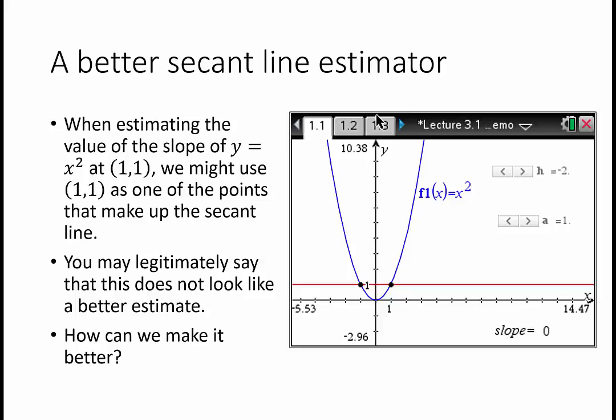Well, first of all, before I get into doing that, I just want to explain what you're seeing on the screen. This a here means that 1 is our fixed point. This h here refers to how close I am to this fixed point. So in this case, I'm at negative 2. I'm 2 units below 1. And again, its estimated slope is 0.